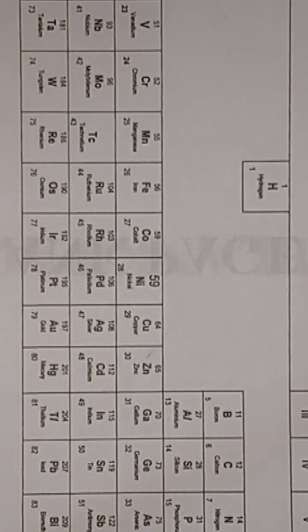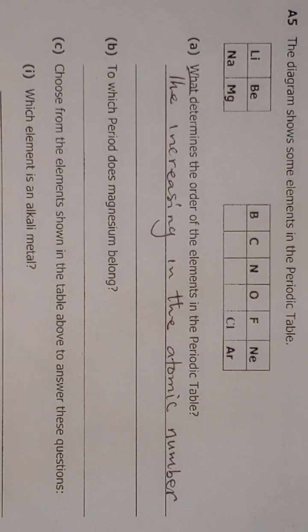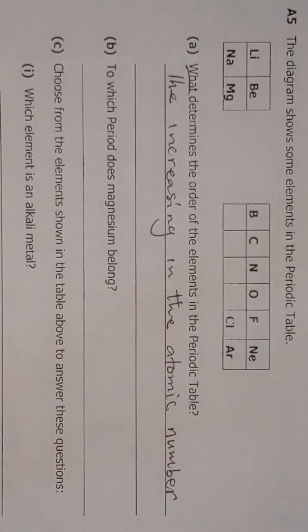So how are the elements arranged on the periodic table? What's the order of the elements on the periodic table? The order is according to the increase in the atomic number. To which period does magnesium belong? So magnesium belongs in period 3. So how do we determine the period? This is an example.